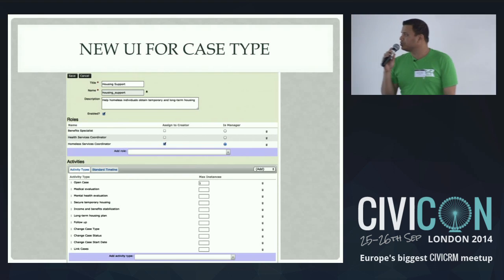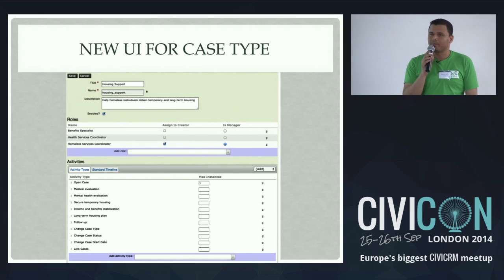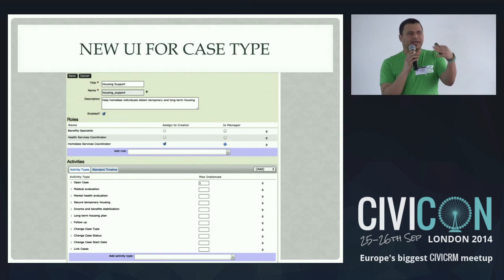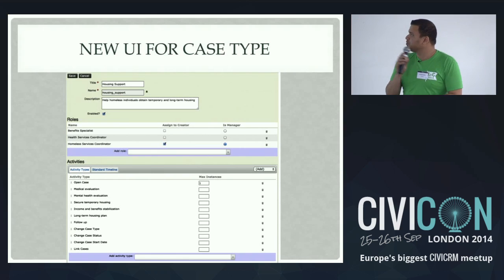We also introduced a feature called pipeline, or we call it a sequence, which is when you want to create an activity after completion of a certain activity. That is part of the new case improvements.